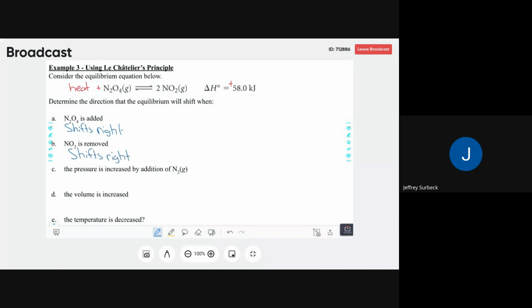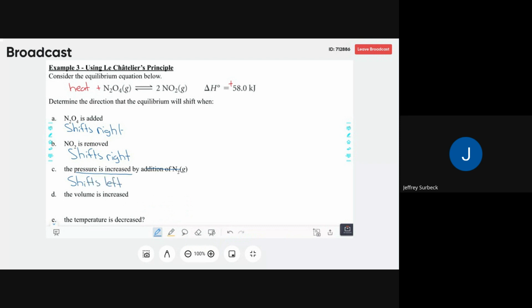Now, pressure is increased by the addition of N2. Don't really worry about the addition of N2. Worry about the pressure is increased. If the pressure is increased, it has to relieve itself by shifting to the side with what? Least moles of gas, which is what side? Left, because it only has a 1 coefficient. So we say shifts left.